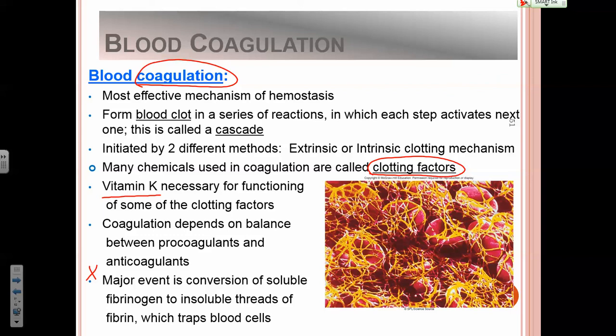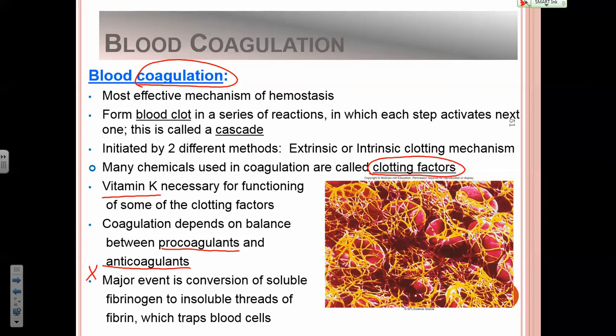Now, you have chemicals that you naturally produce that enhance the ability of the blood to clot. Those are called procoagulants. And then you have other chemicals that go against blood clotting, so they help slow down the blood clotting process. Those are anticoagulants. A lot of times we call them blood thinners. Like heparin is a very powerful anticoagulant.